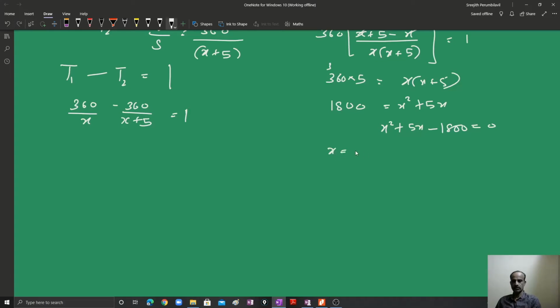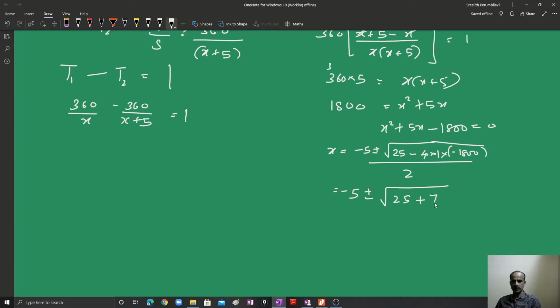x is equal to minus b plus or minus root of b square minus 4ac, so 25 minus 4 into 1 into minus 1800, divided by 2. So this is equal to minus 5 plus or minus root of 25 plus 7200, divided by 2.